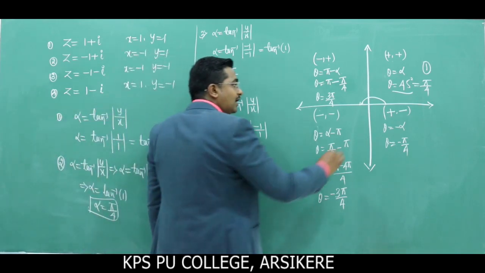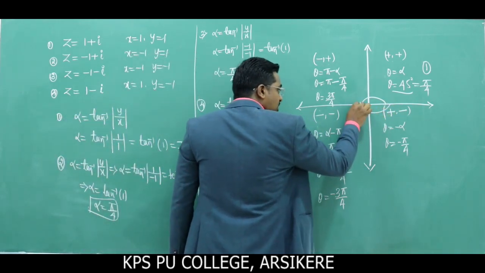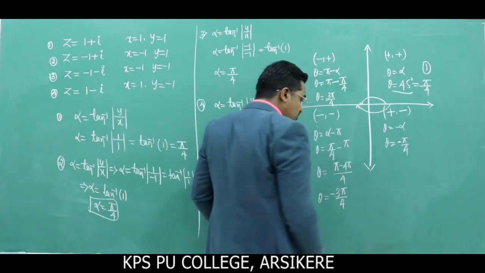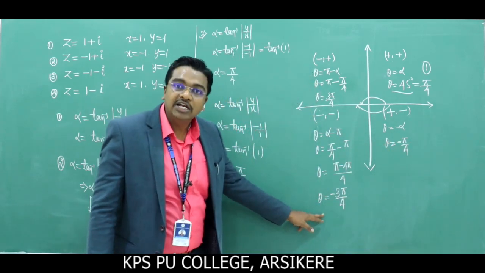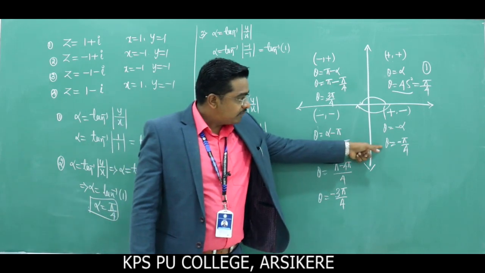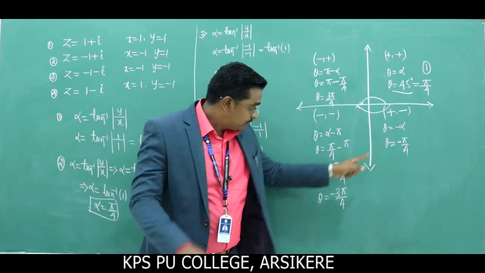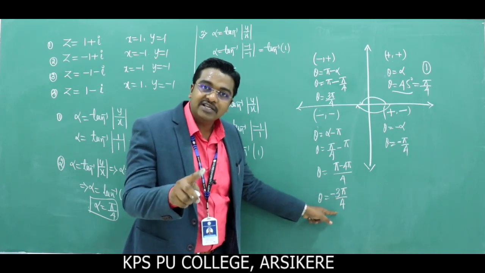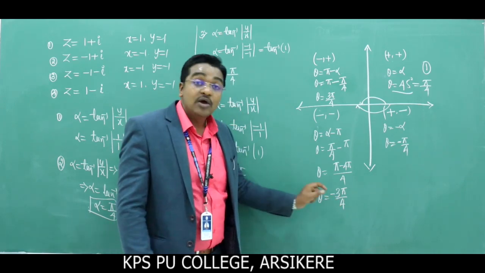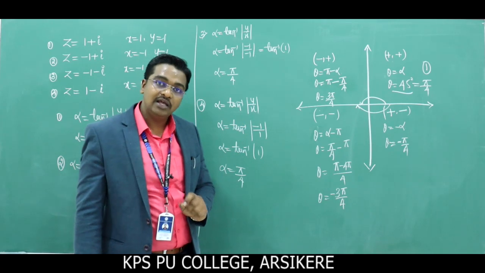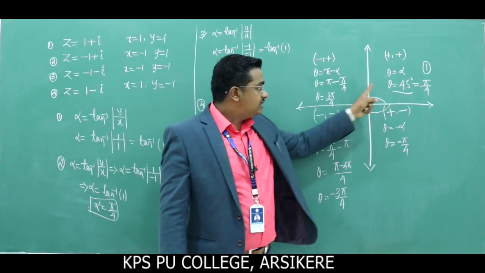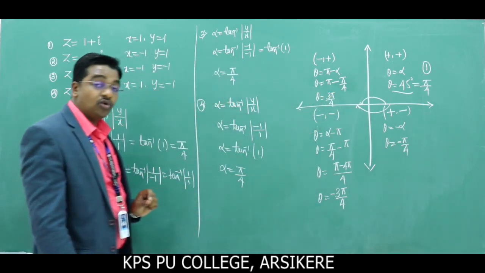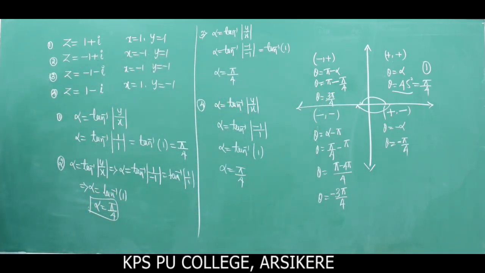So, measured in the clockwise direction, we get negative angles: minus pi by 4 as well as minus 3 pi by 4. Both are negative angles. Minus pi by 4 means minus 45 degrees. Minus 3 pi by 4 means minus 3 into 45 degrees, so we are left with minus 135 degrees. Here it is 45 degrees, and this is 135. Do you understand, children? Take a pause and note all the things I have written here.